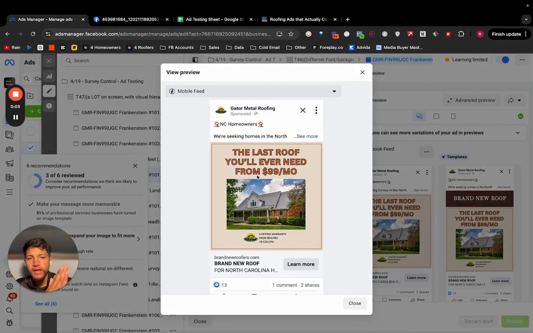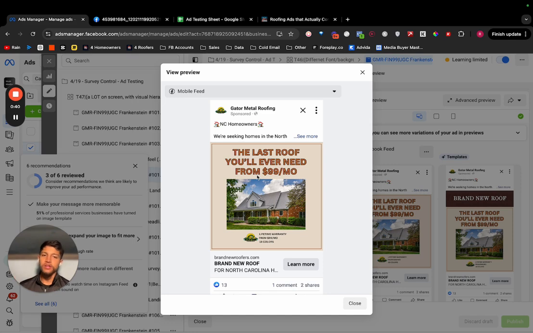And one of the other tests that I'd probably want to do is, instead of saying the last roof you'll ever need from $99 a month, I'd want to change the headline to something with a lifetime warranty, take out the from $99 a month so that we can test it without that offer, but it still has similar messaging. And so I'd probably say something like metal roofs with a lifetime warranty, and I would keep the bottom the same and maybe change the image just so that Facebook doesn't think it's the exact same thing. I'd want to test that in an iteration of this.